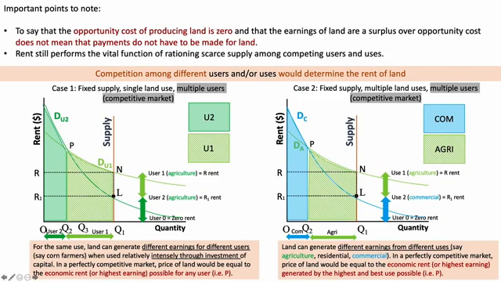Now let's move to look at perfect market competition when there are multiple users. Again, we are saying that the supply is fixed, and we are considering a scenario where there are multiple users. So the demand DC represents the demand for use type 1, land use 1, maybe a cumulative demand for all users. And demand curve dA represents the cumulative demand for all users who are agriculturalists.